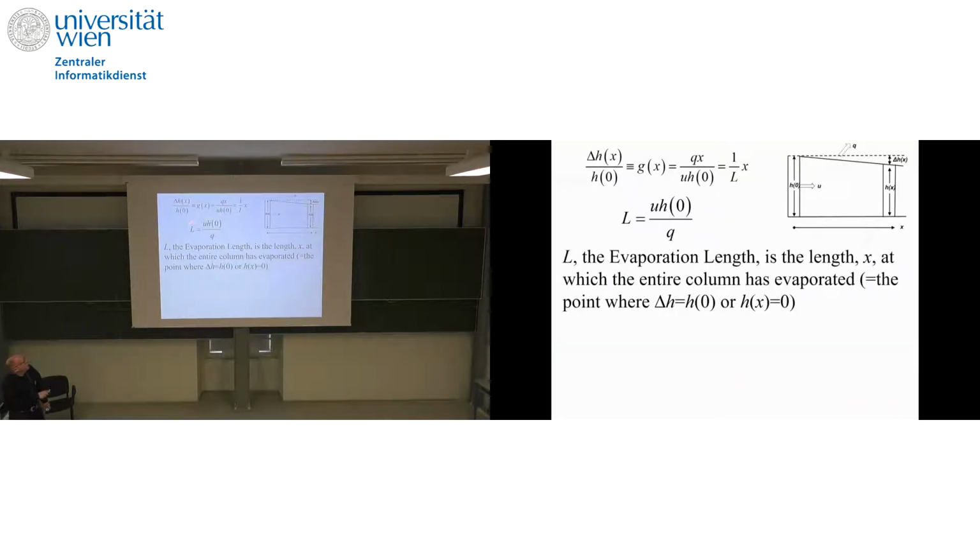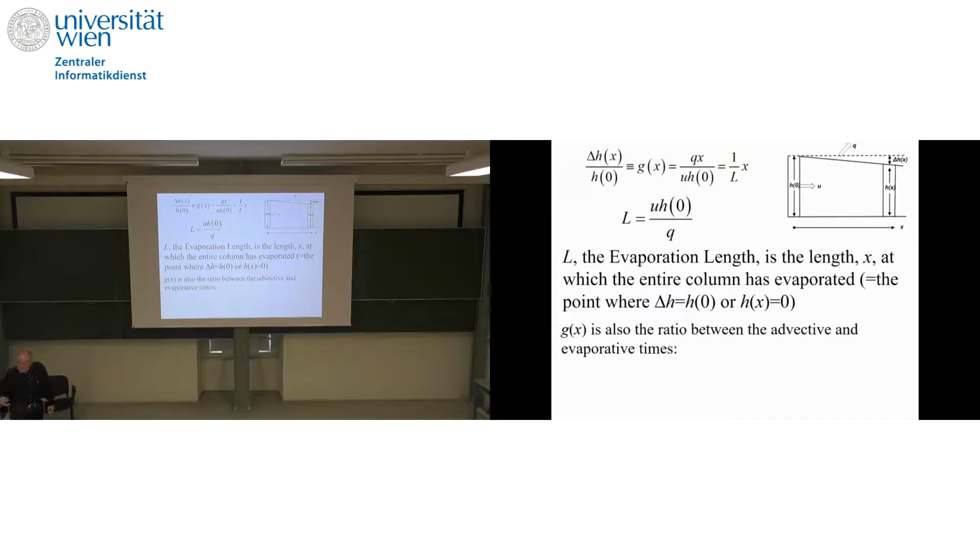Okay, so just to repeat what I said, if you want to think about what L means, this evaporation length, it means the distance that a column has to travel, given this net evaporation Q and velocity, before it completely evaporates. In other words, where H at location X is equal to 0, or delta H is equal to H, or no water left.